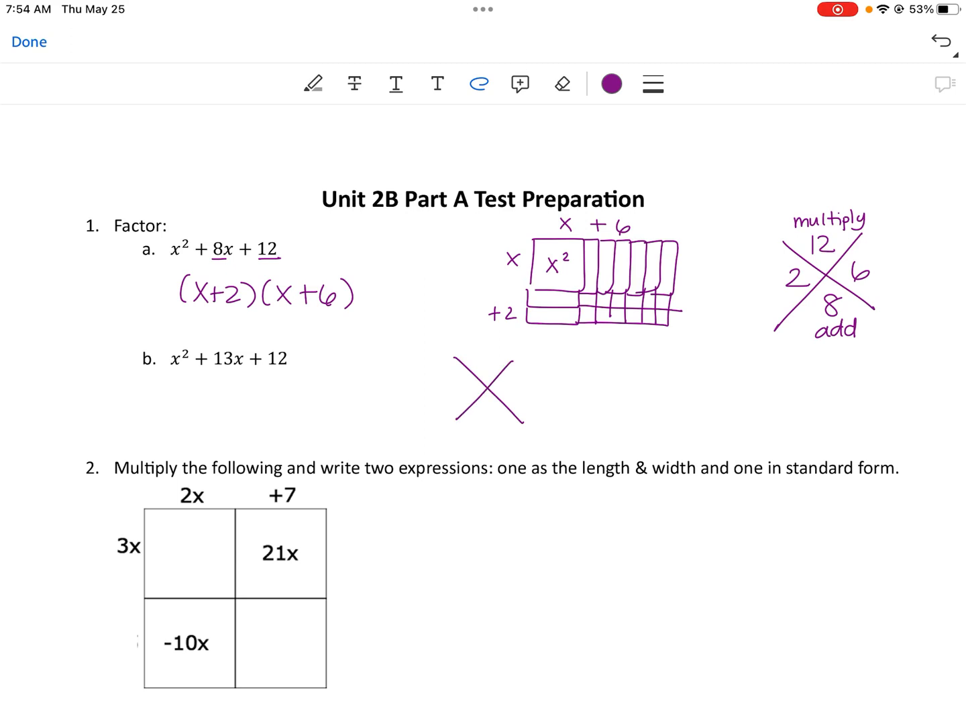The next one, we're looking for things that multiply to 12 but add to 13, so that's 12 and 1, which means your factored form is x plus 12 times x plus 1.